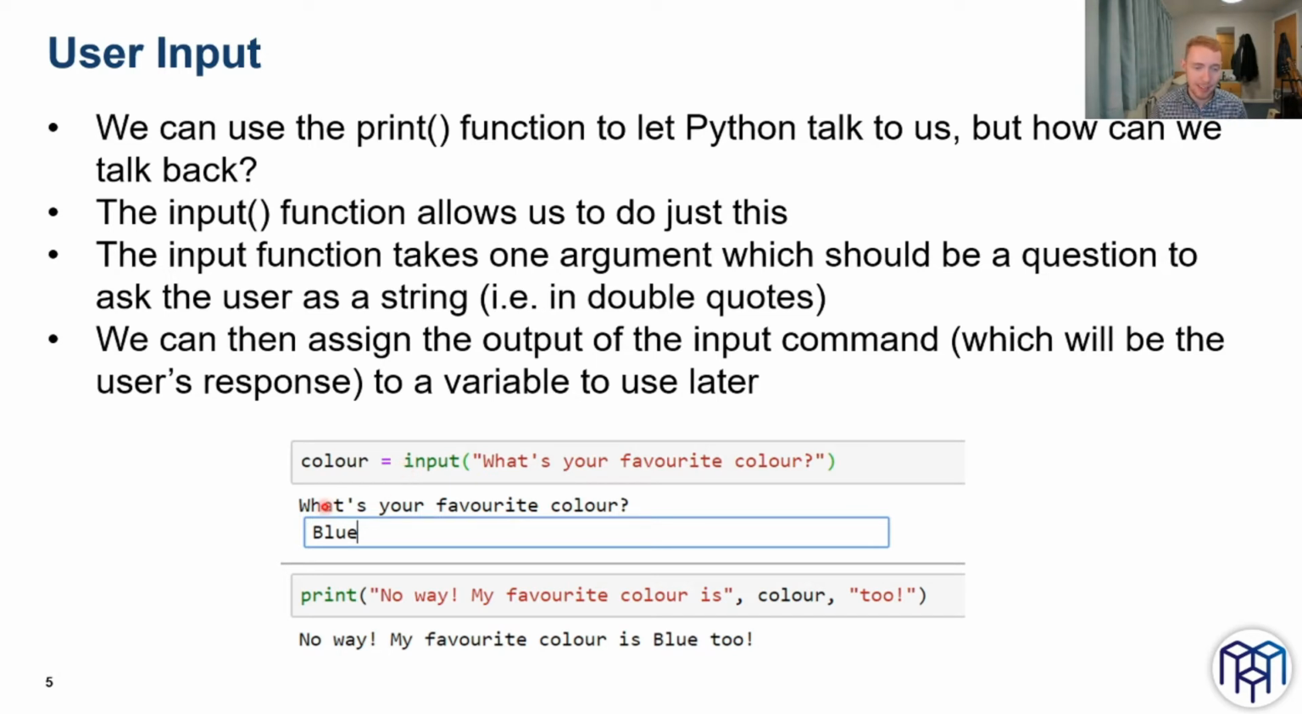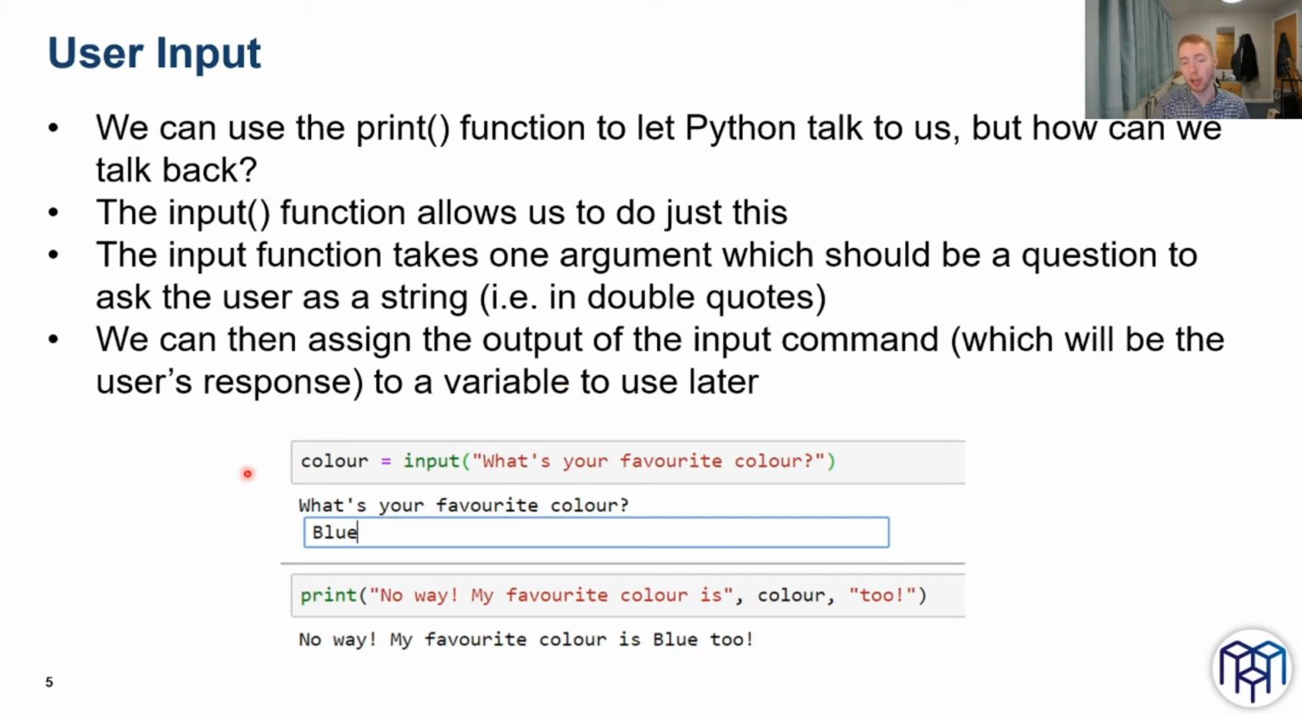So it's going to create a text box like this with the question above. They'll type in their answer, press enter, and then you can almost think of it as this whole command here, input and then the brackets, is replaced by whatever the user typed in. And so this becomes essentially color equals the string blue. So we're taking that string blue and assigning it to the value of color.